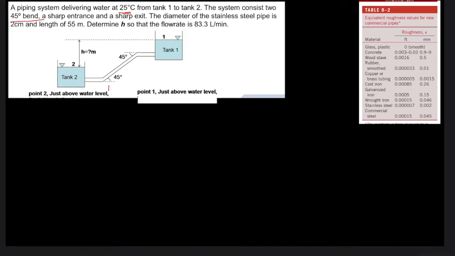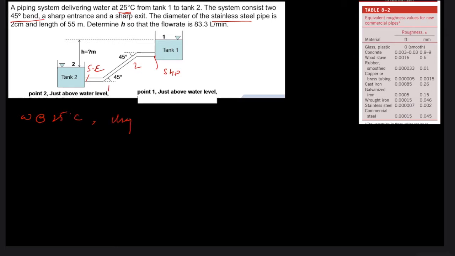So we've got 1 and then we've got 2. We've got two 45 degree bends, a sharp entrance, and a sharp exit. The diameter of the stainless steel pipe, so given that the material is stainless steel, is 2 centimeters. Water is at 25 degrees centigrade.